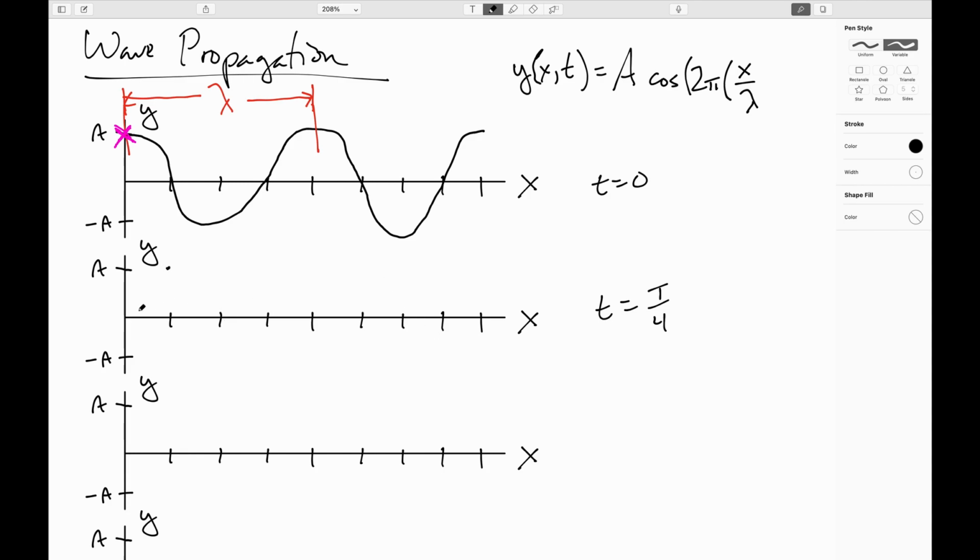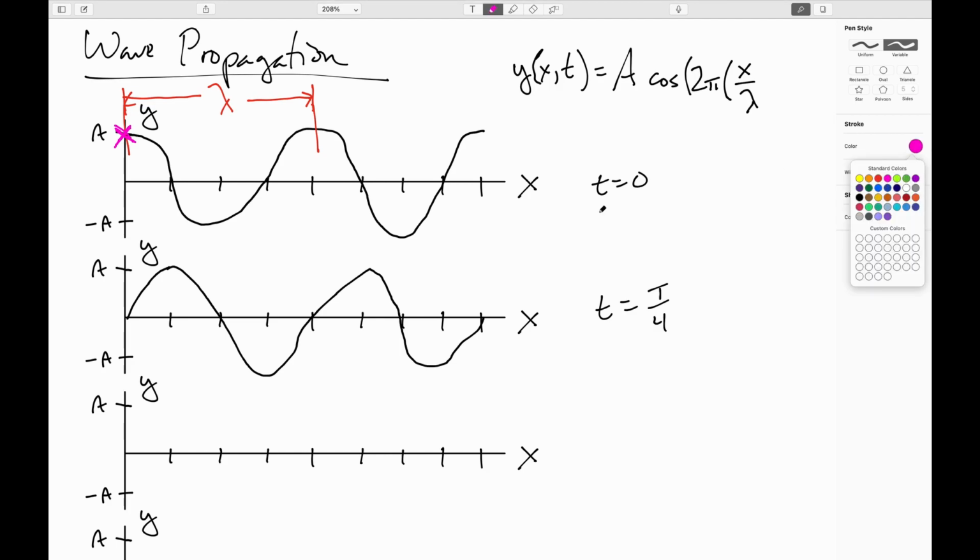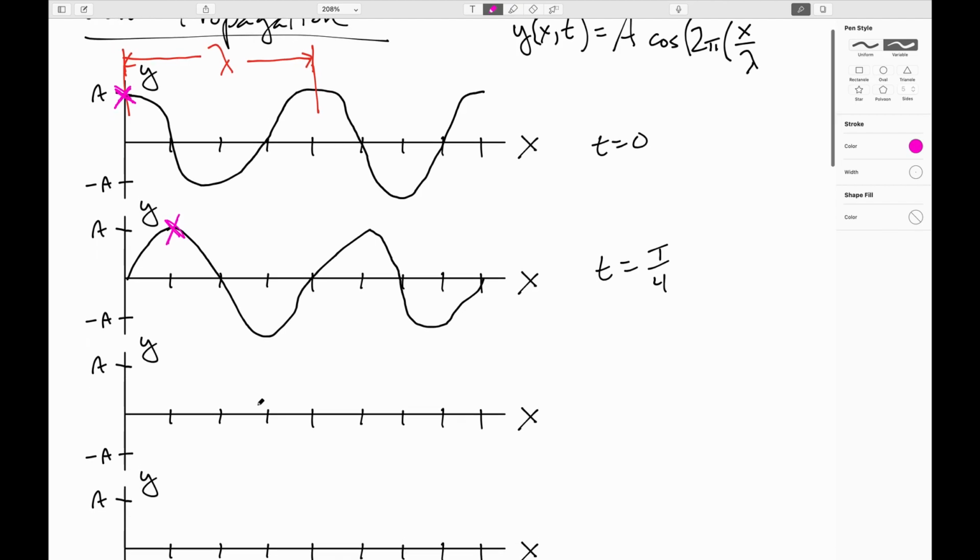Well, I tried. Something like that. And so now we can see that sure enough, my peak moved over a quarter of a wavelength in a quarter of a period. So we're saying it's moving to the right. And we can go ahead and follow this propagation through.